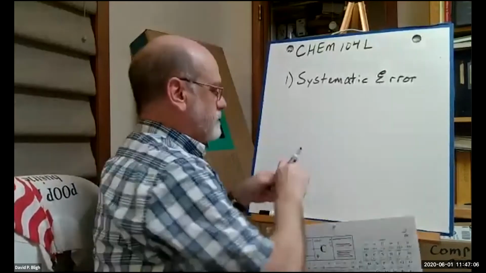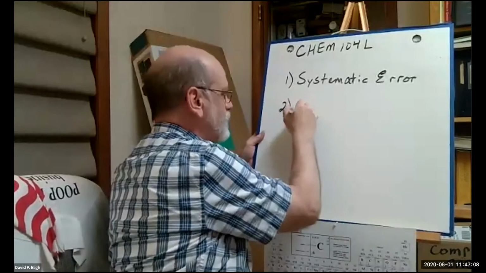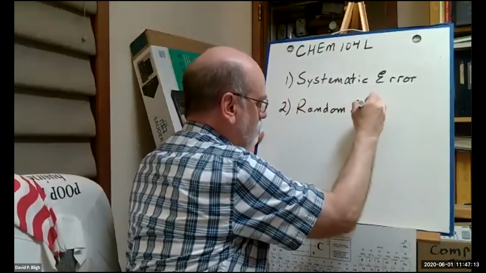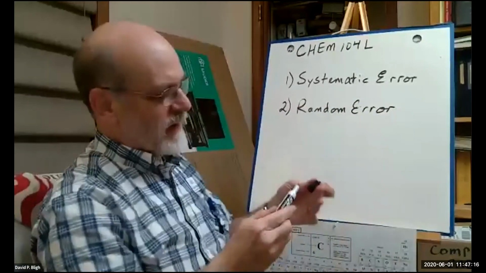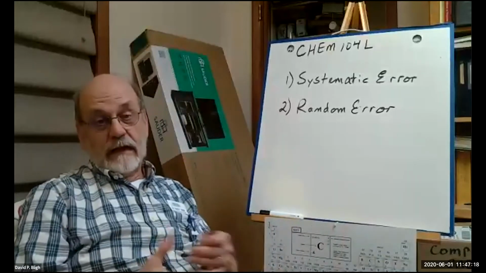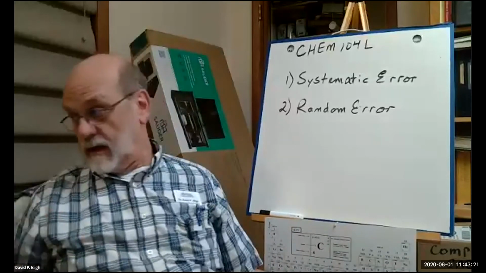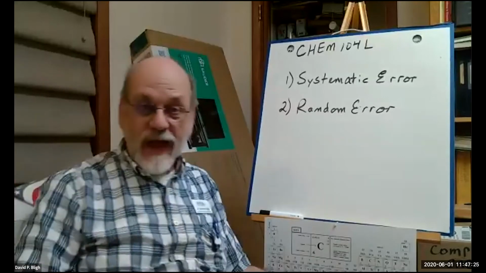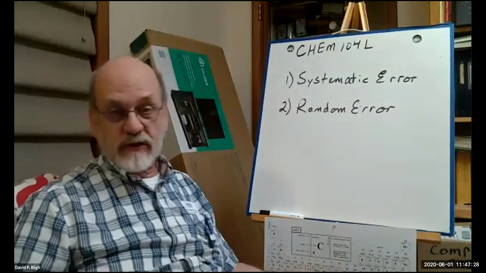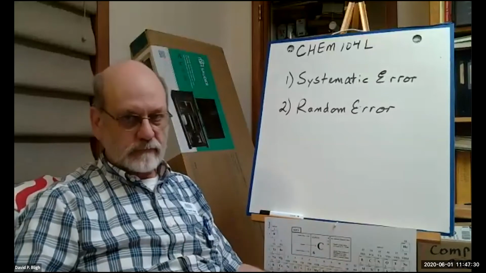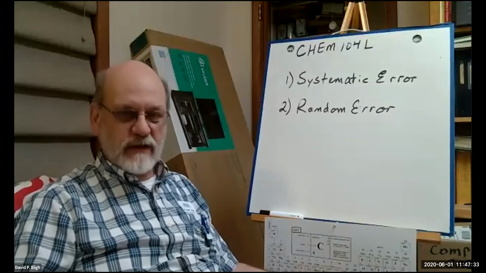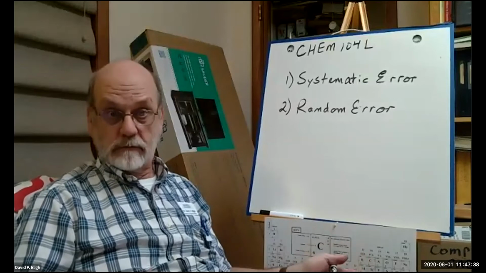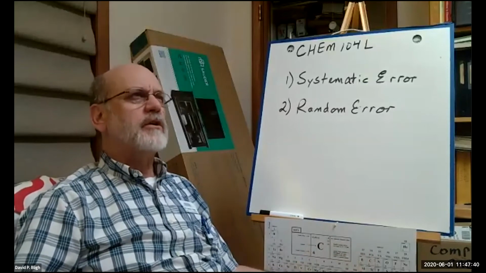Another type of error is random error. Random error is a problem, because random means we don't know how much and we don't know what direction. Right? So how do we deal with random error? What could cause random error? Let's see. What could cause random error?